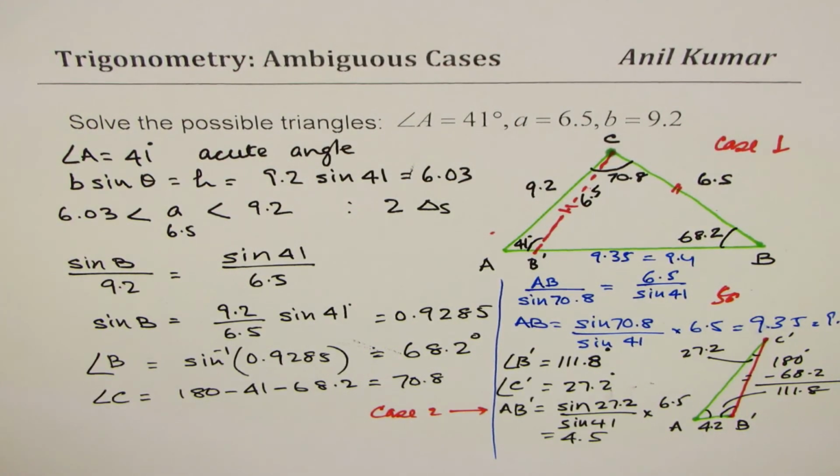I hope with this example you understand that while solving triangles with given information, there is a possibility of not having any triangle or having one or two triangles, as we saw in this particular video.